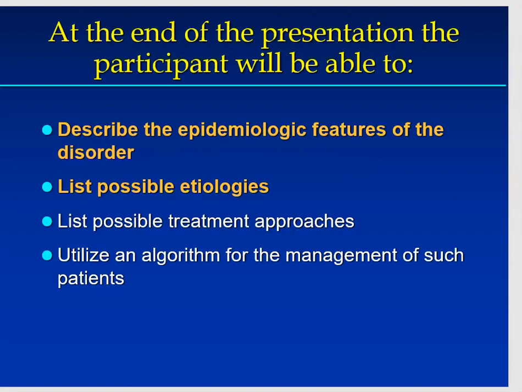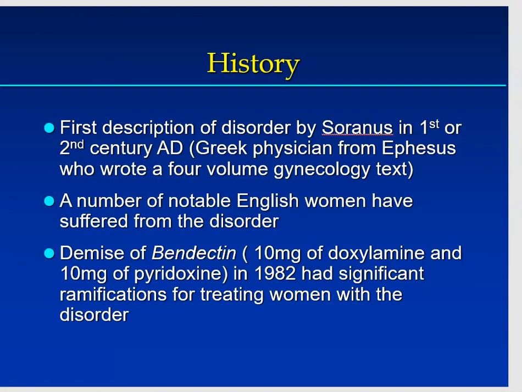At the end of the presentation today, you should be able to describe the epidemiologic features of the disorder, and that includes nausea and vomiting of pregnancy, as well as hyperemesis gravidarum, as well as list possible etiologies, and include again how to do some of the workup. In the second lecture, you will be presented with various treatment approaches and how to utilize an algorithm for the management of such patients.